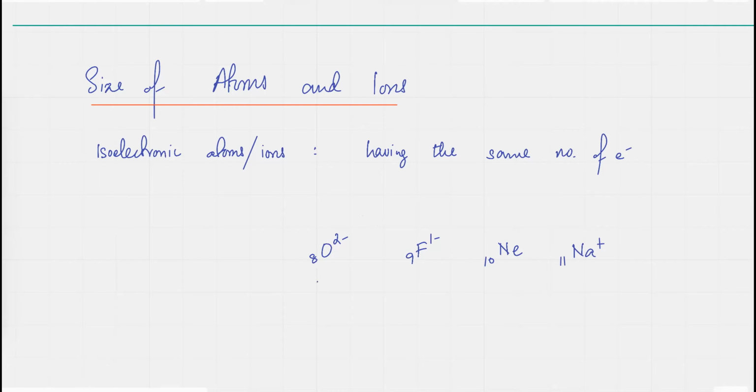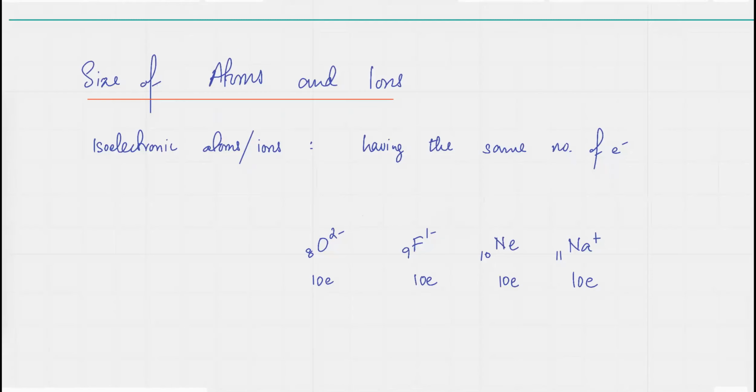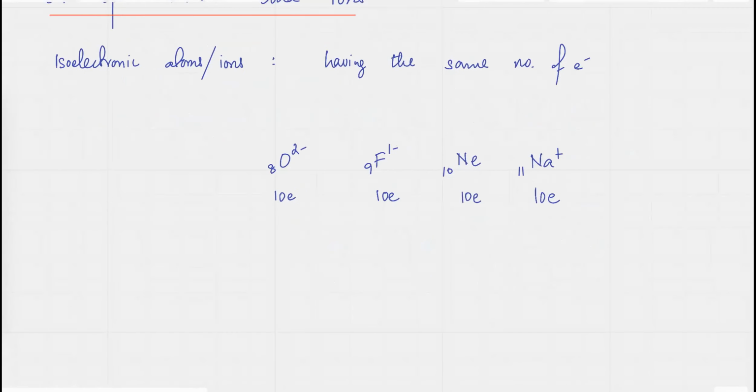Over here you have 10 electrons. Over here you also have, I mean, you were supposed to have 9 electrons, but it's -1. That means you've got one extra electron. So that's 10. Neon already has 10 electrons, no charge. Sodium should have 11 electrons, but it's +1, so it also has 10 electrons. So how do you figure out which of these atoms is bigger in size, because they have the same electronic configuration, everything is the same?